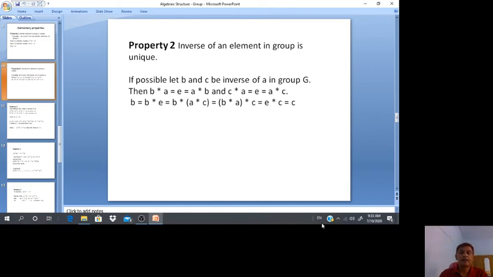The next property is that the inverse of an element in a group is unique. Let us consider an element a of group G. If possible, let b and c be its two inverses. Then by definition of inverse, b * a is e, a * b is e. Similarly, c * a is e, a * c is e. Then we see that b is equal to c. That is, the inverse of an element in a group is unique.